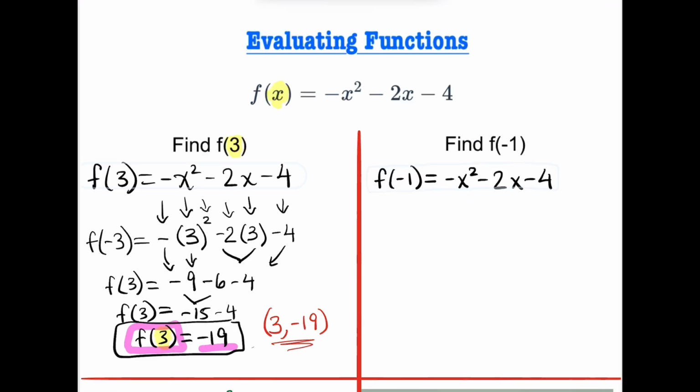So we're going to use the same function, but this time we are substituting x with negative 1. Again, doing it in parentheses, and we'll see why it's important. So I'm going to bring down that negative sign, replace x with negative 1, bring down the exponent, bring down the negative 2, replace x with negative 1, bring down the negative 4. Now I'm just following order of operations, so I see that I have negative 1 being raised to the second power. That's positive 1.